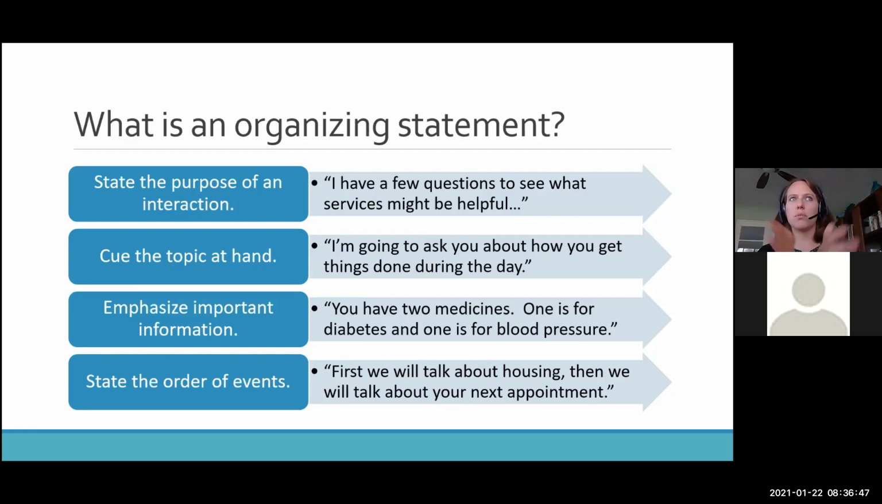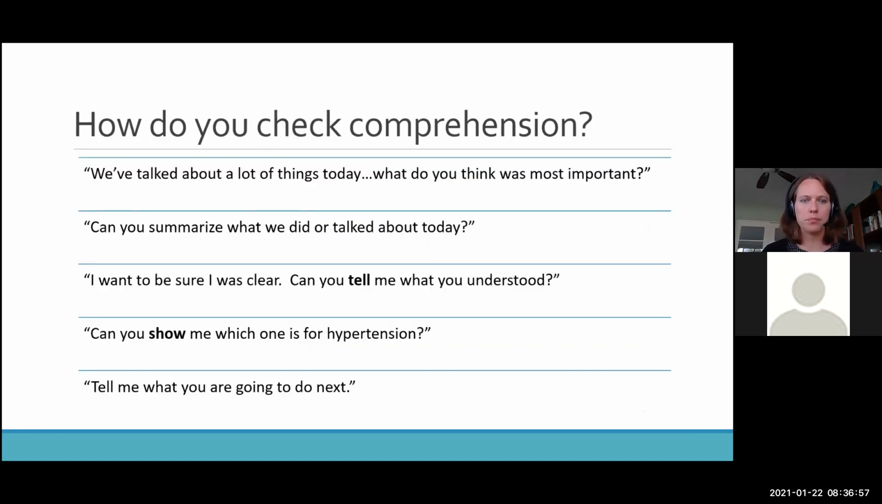And just bring that person back. It's acknowledging that they have these other concerns and ideas going on, but at the same time helping them stay focused so that you can move through and accomplish what you need. So, checking comprehension. These are, again, just some examples of ways to check comprehension.